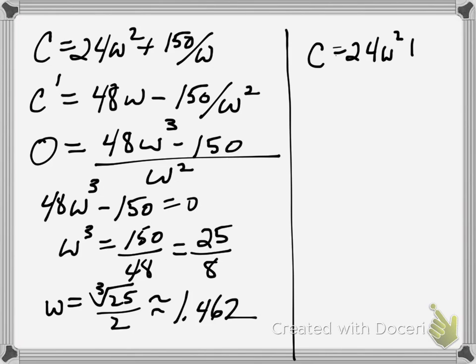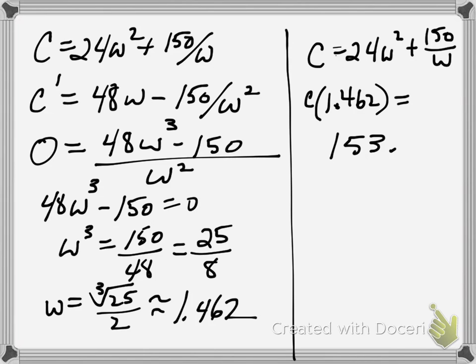So remember my cost equation. I'm just going to go in and, everywhere I see a W, I'm just going to plug in 1.462, and I end up getting $153.90.